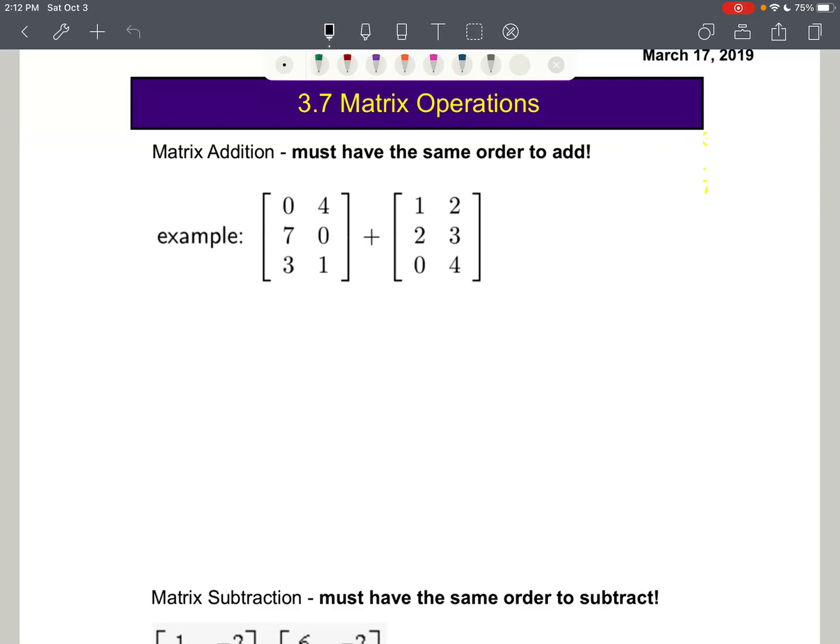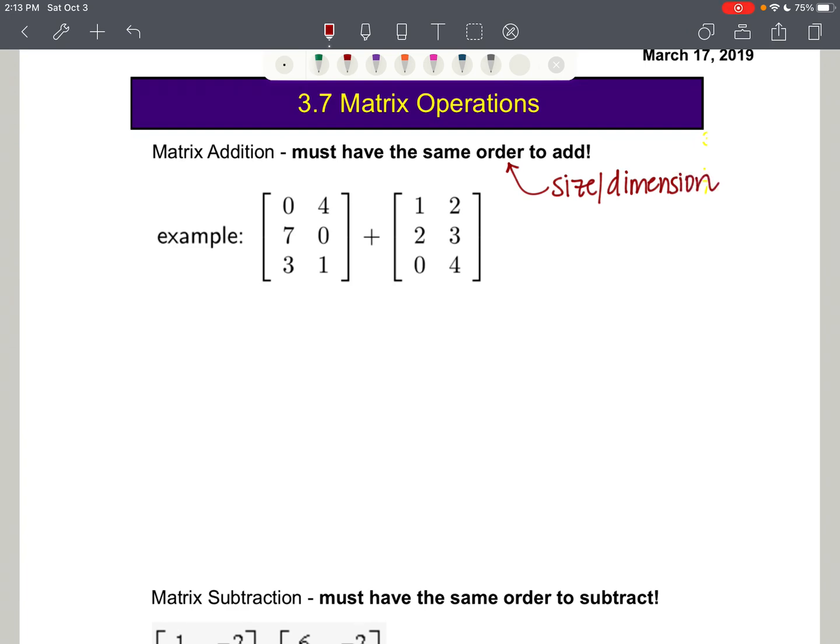We can also perform operations on matrices, and that's what we're going to do in this video. We're going to work with matrix operations. The first one that we're going to work with is addition and subtraction. In order to add or subtract matrices, they have to have the same order. Remember that order means the same size or dimension. So those words are all synonymous.